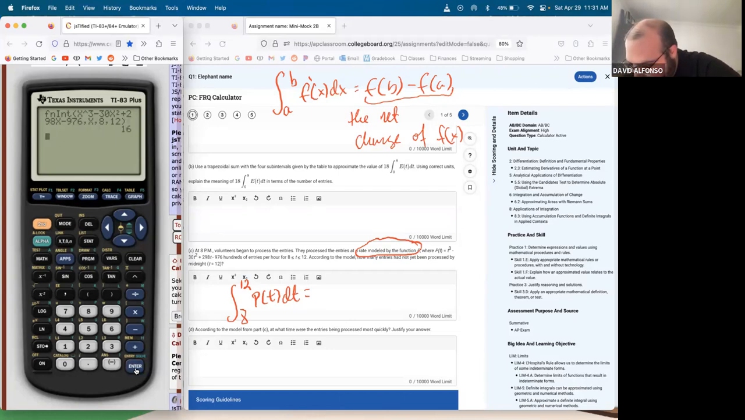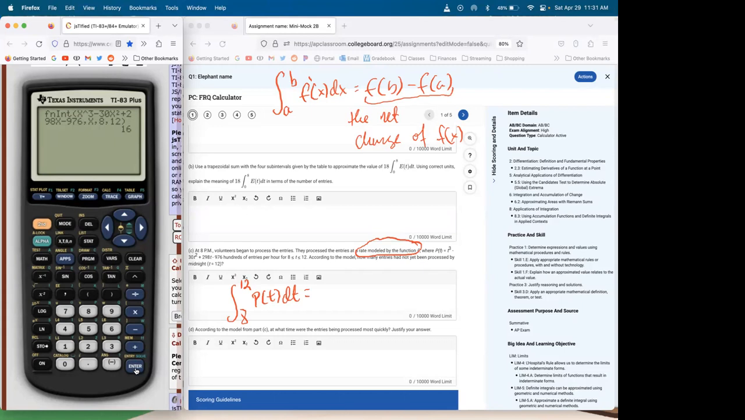Mr. Alfonso, yeah. Since the calculator kind of just finds everything out for you, do we not need to do any extra work for it? Would that make a difference at all when they're scoring it?